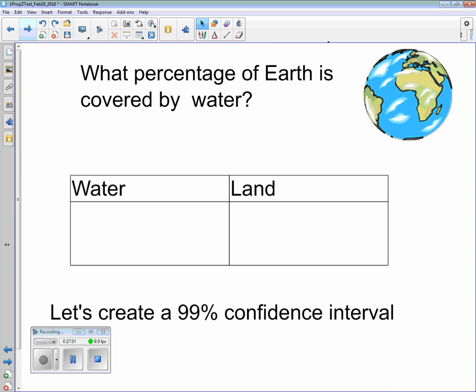All right, you can go ahead and put your homework away. We're going to look a little bit more at confidence intervals, but in a different way.